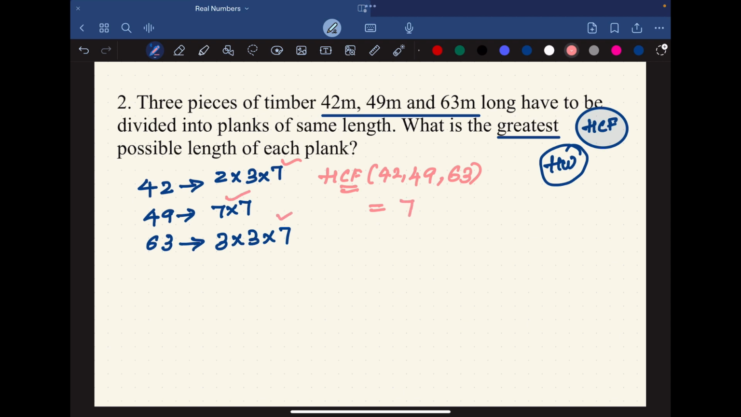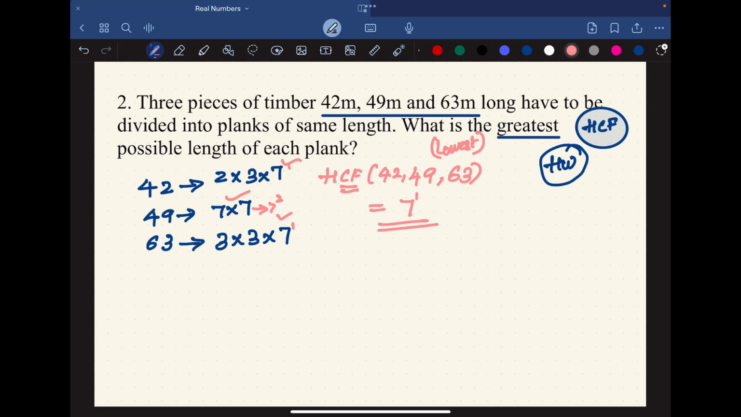So I'm going to take the 7. This is 7 square, right? And these are all 7 raised to 1. And this is the highest common factor. So we should go with what power? The lowest power, right? So the lowest power here is 7 raised to 1. So the HCF is 7.